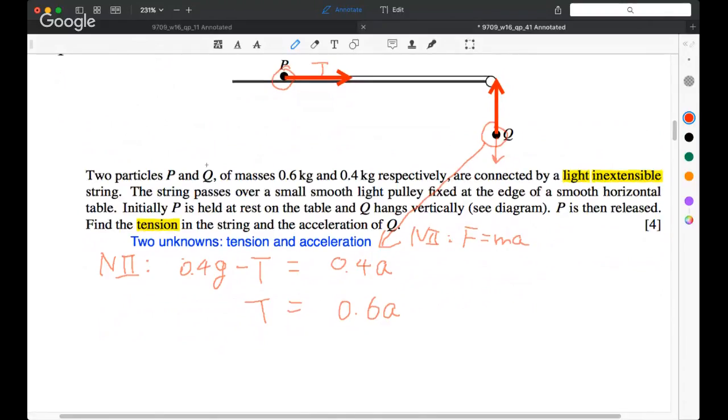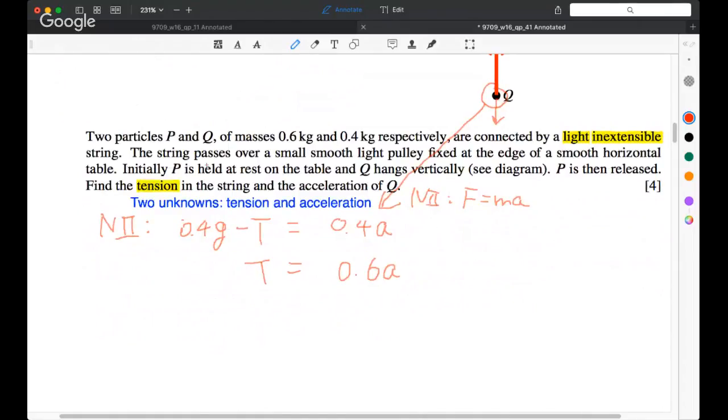Now, one thing you might want to cover, Alan, is why is the a the same? How do we know the acceleration is the same?